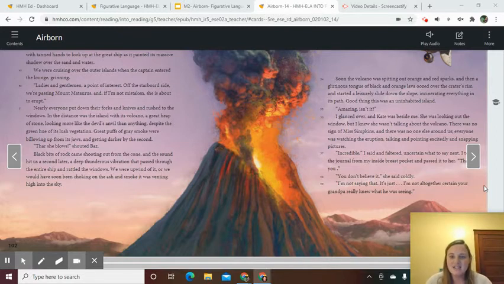"Amazing, isn't it?" I glanced over and Kate was beside me. She was looking out the window, but I knew she wasn't talking about the volcano. There was no sign of Miss Simpkins, and there was no one else around us. Everyone was watching the eruption, talking and pointing excitedly and snapping pictures.